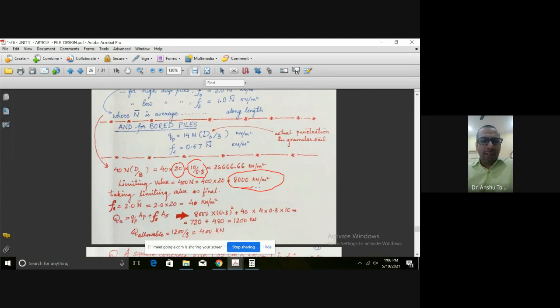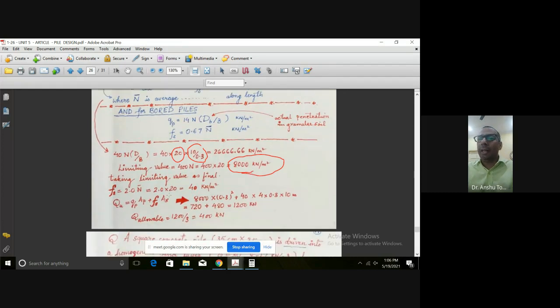So always in design we take the conservative value, as you can say a factor of safety or something like that. So remaining on to the conservative side we will take the limiting value. अगर हमारी ये value 40 into N D upon B 8,000 से कम आती तो हम वो वैल्यू लेते, irrespective of that. 8,000 is coming, the limiting value is more than that value.